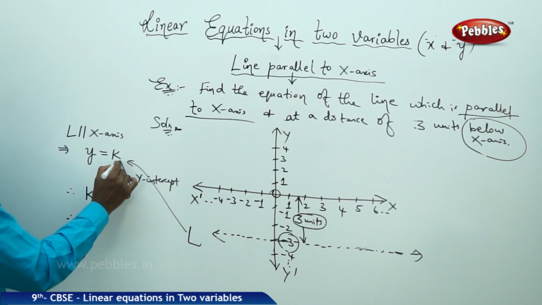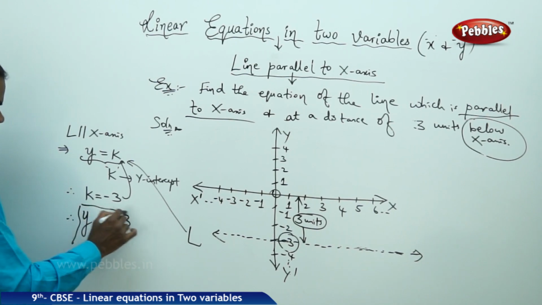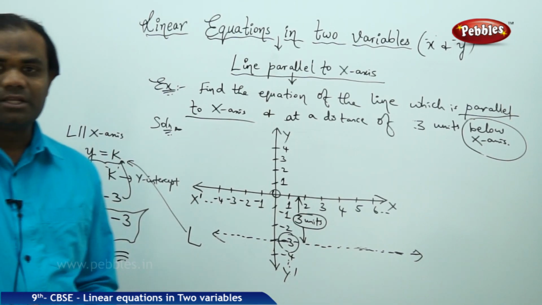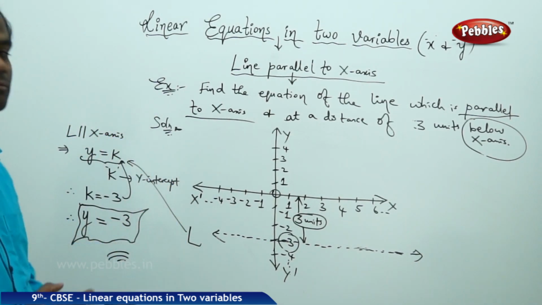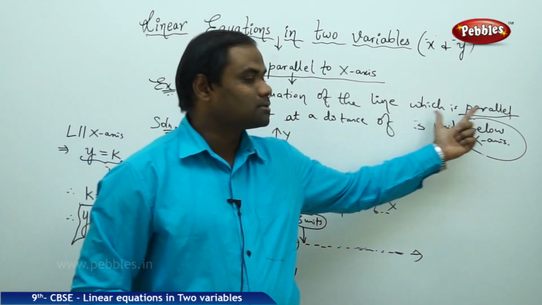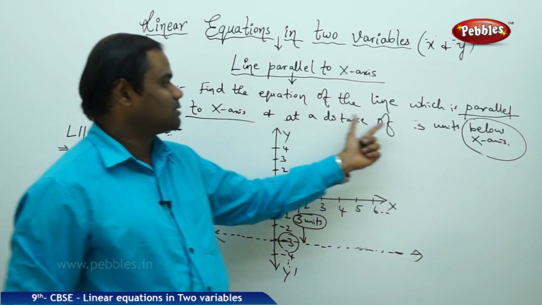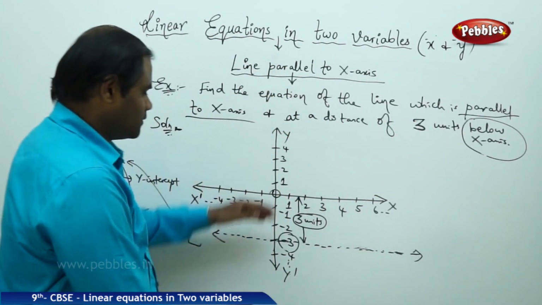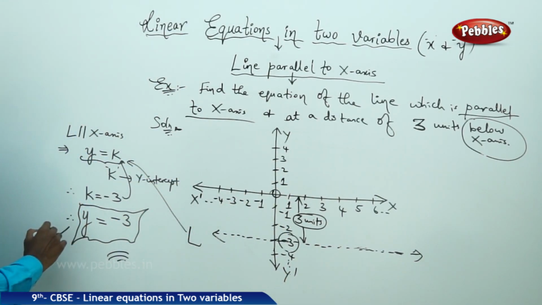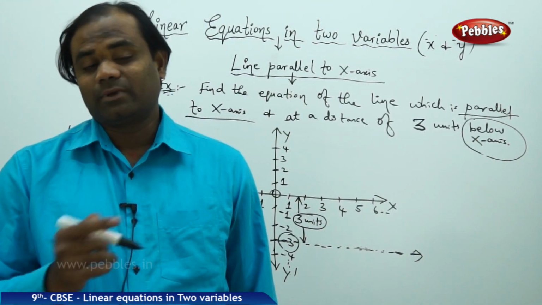Therefore, substituting k equal to -3 into this form, I get y equals -3. Therefore, the equation which I demand is y equals -3. So for the given question, the equation of the line which is parallel to x-axis and at a distance of 3 units below x-axis is y equals -3. This is how I conclude with the line parallel to x-axis.